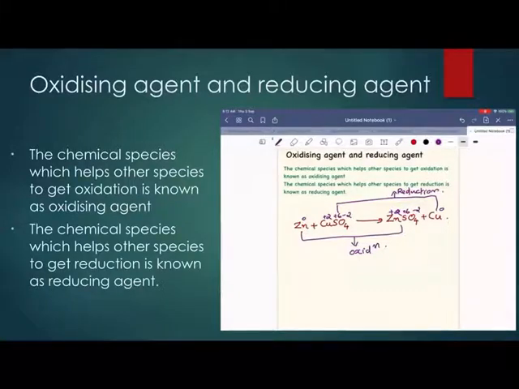So in this reaction, who undergoes oxidation? Zinc undergoes oxidation with the help of copper sulfate. When zinc reacted with copper sulfate, zinc got oxidized. So who helped zinc to get oxidized? Copper sulfate. So copper sulfate is the oxidizing agent. Similarly, who undergoes reduction? Copper sulfate to copper; that conversion is a reduction reaction. Copper sulfate undergoes reduction when it reacts with zinc. So zinc helped copper sulfate to undergo reduction. So zinc is the reducing agent.